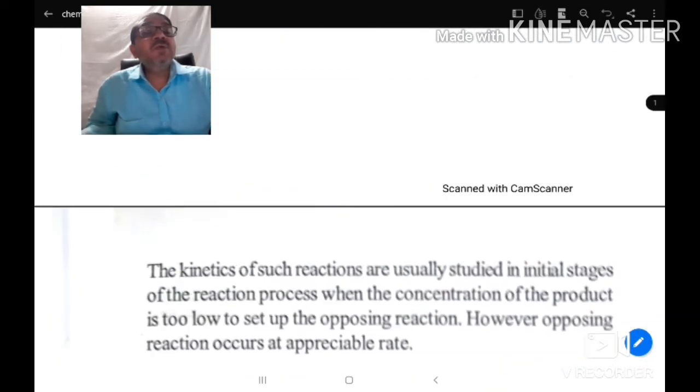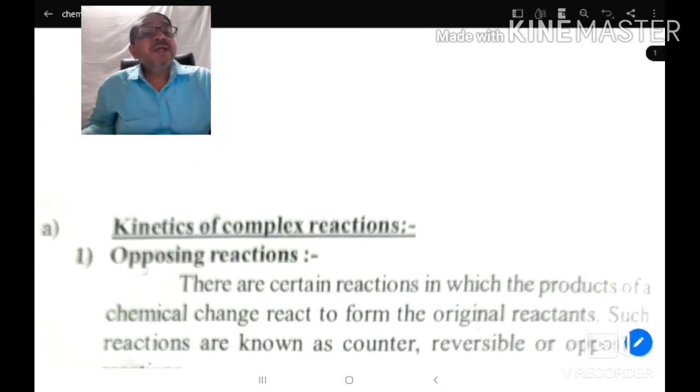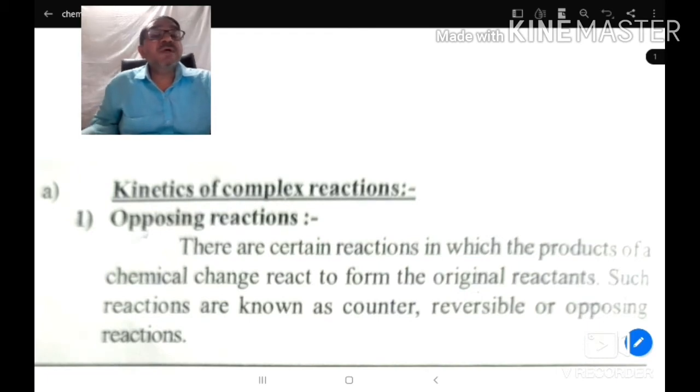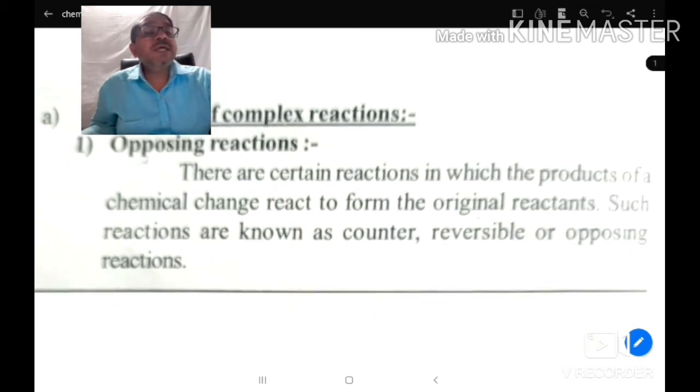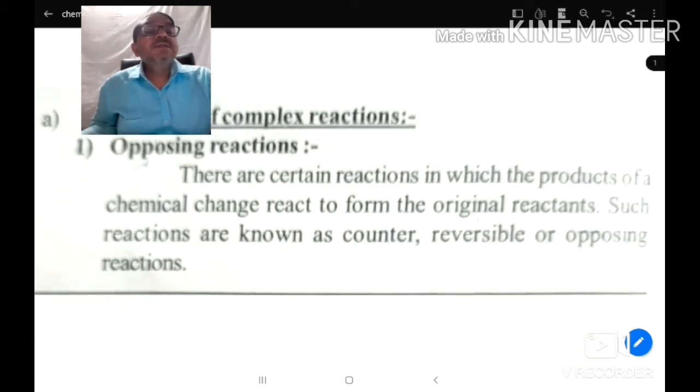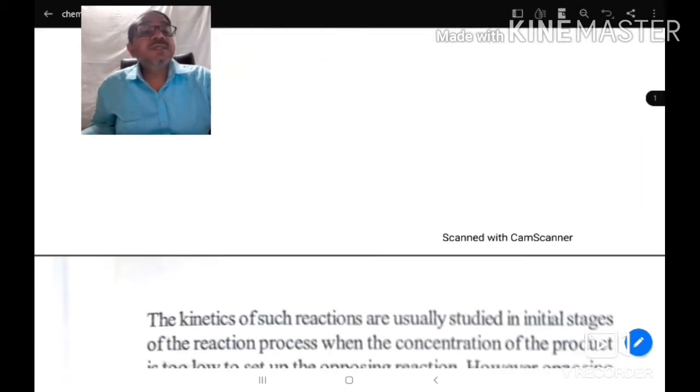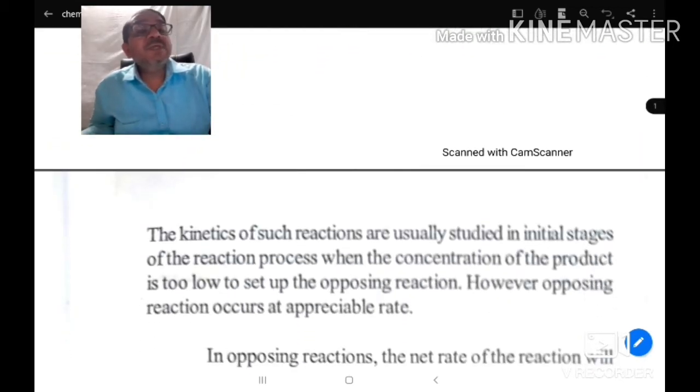Now let us see what we mean by opposing reaction. There are certain reactions in which the products of a chemical change react to form the original reactants. Such reactions are known as counter, reversible, or opposing reactions. These are three words for the same type of reaction. So let us see the kinetics of these opposing, counter, or reversible reactions.